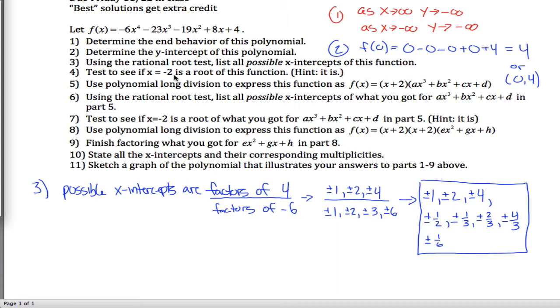Number 4 says, test to see if x equals negative 2 is a root of this function. Hint, it is. The way you test that is you look at f of negative 2. If it equals 0, that means it's a root. It's an x-intercept. So let's try it.